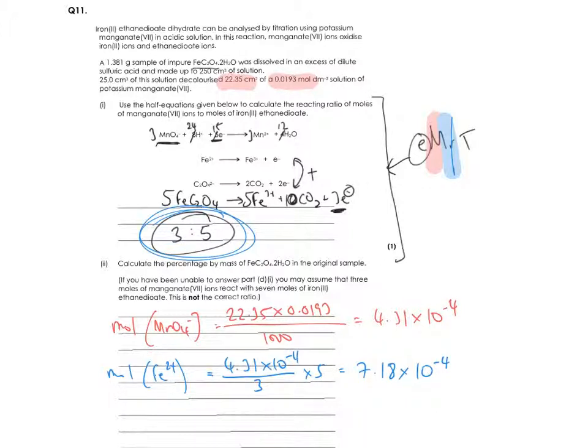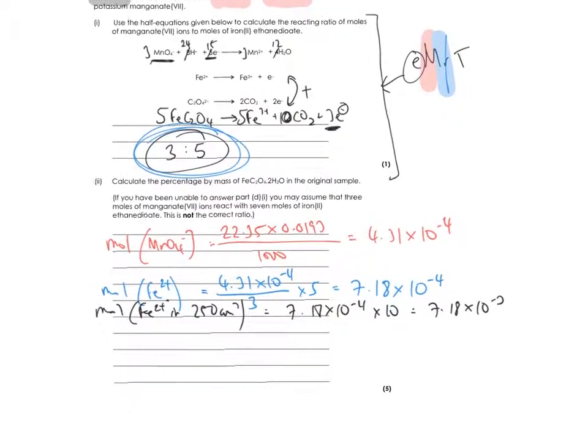Then, as ever, we have the fact we've taken 25 centimetres cubed from 250 centimetres cubed, so we've got to work out the moles of Fe2+ in 250 centimetres cubed, which equals 7.18 times 10 to the minus 4 times by 10, which equals 7.18 times 10 to the minus 3.